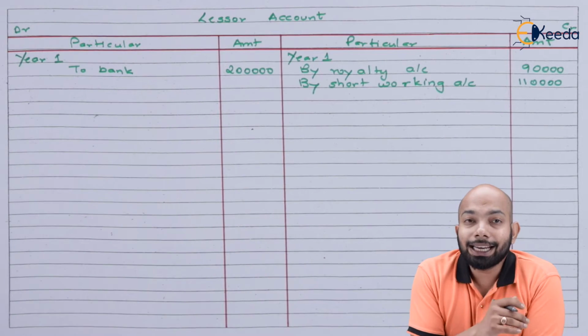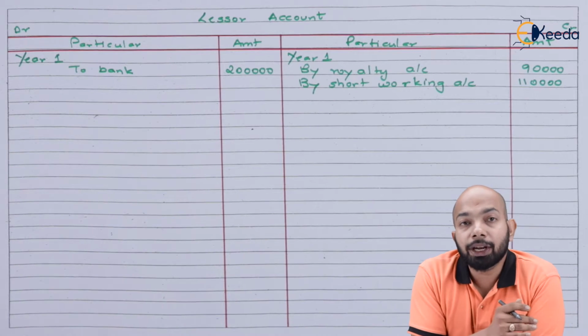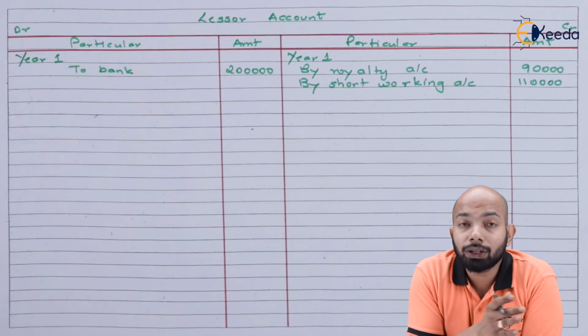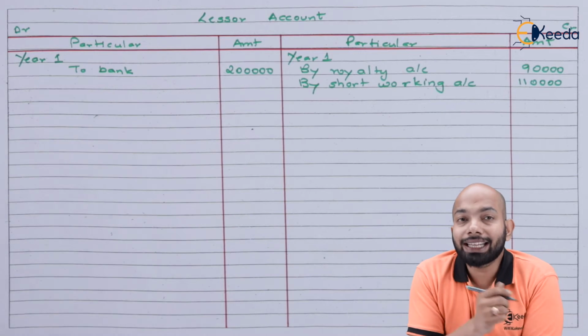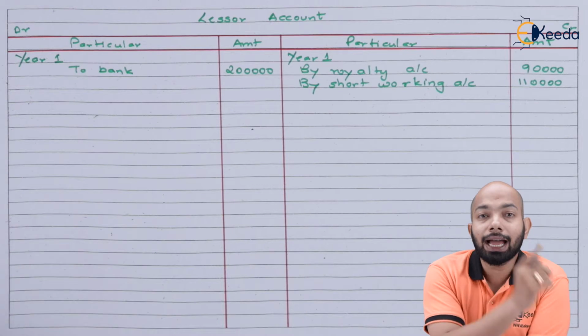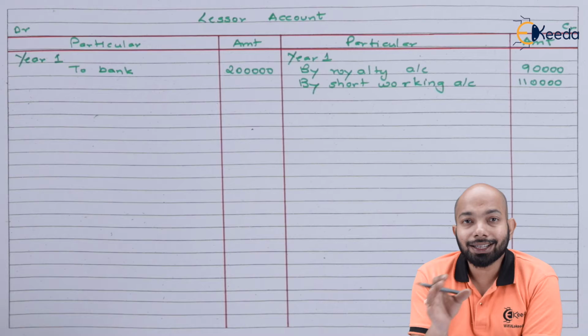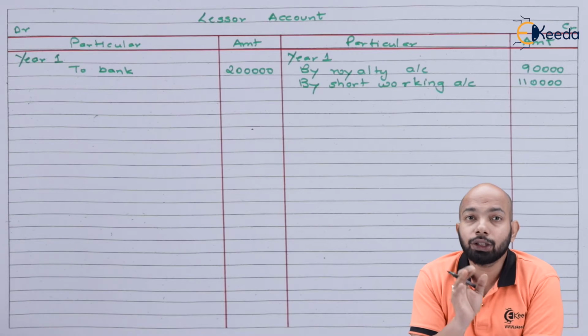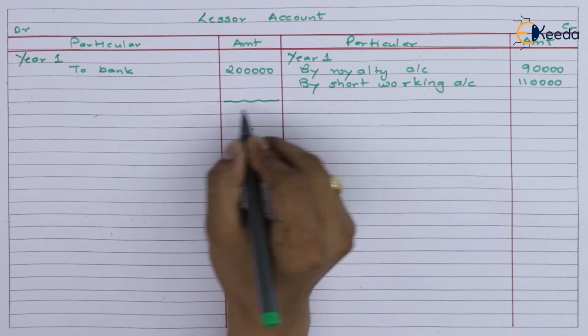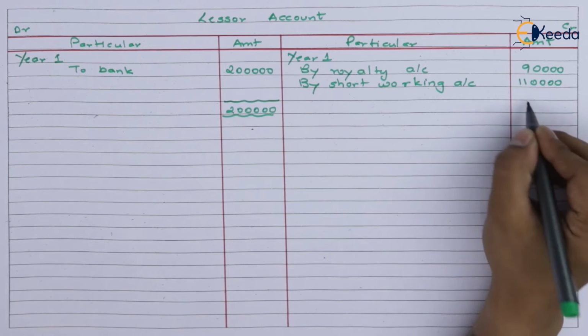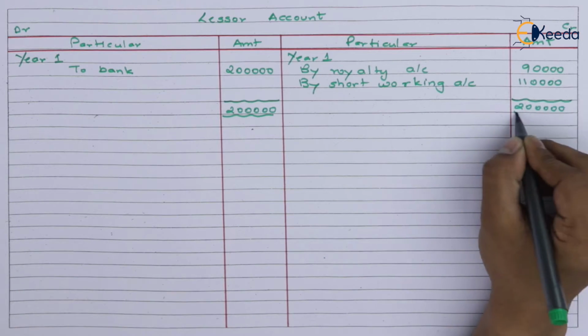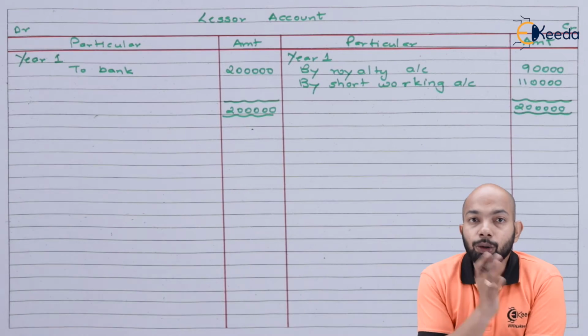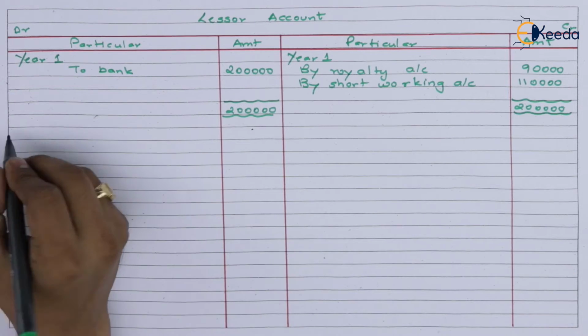So the first entry, when the account has been prepared, the debit side has been mentioned with 2 lakh as the rent amount that was due and paid. On the credit side, we have mentioned the short working and the royalty account. It is a self-balancing ledger, hence there is nothing to worry about. Similar to this, we'll prepare the second year now.